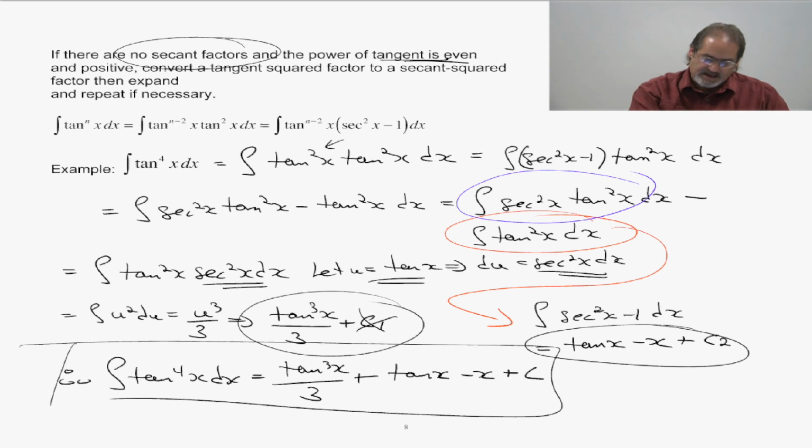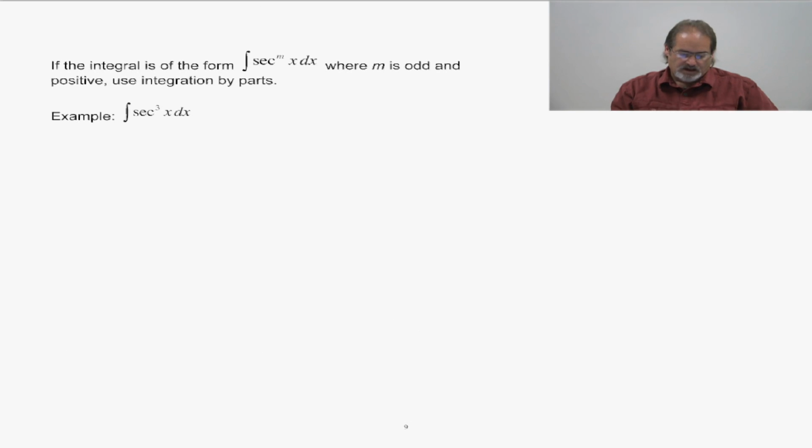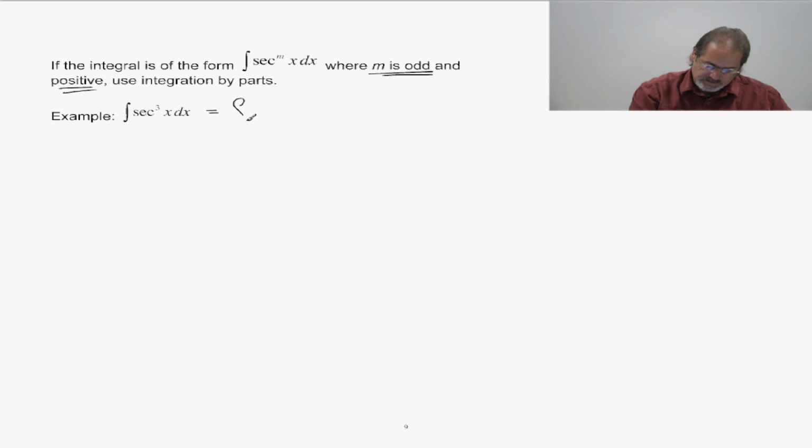All right, let's take a look at another example. If the integral is of the form secant to the m x dx, where m is odd and positive, what I'm going to do is integration by parts. So I'm going to write this as the integral of secant squared x times secant x dx.